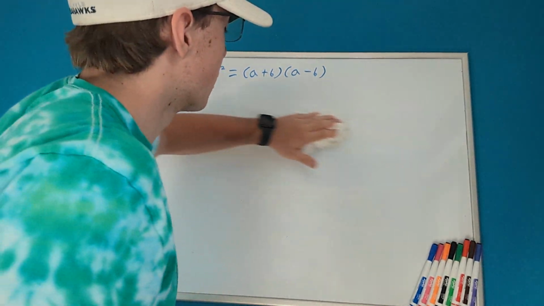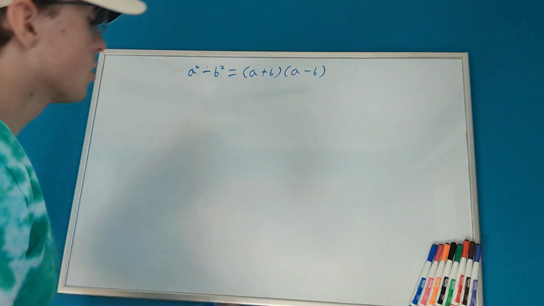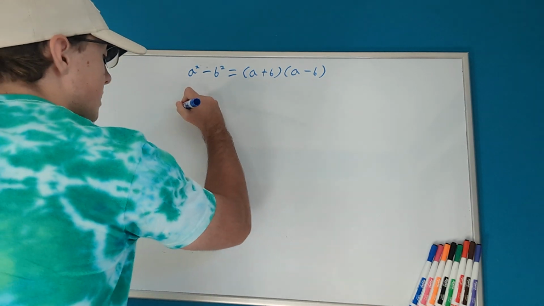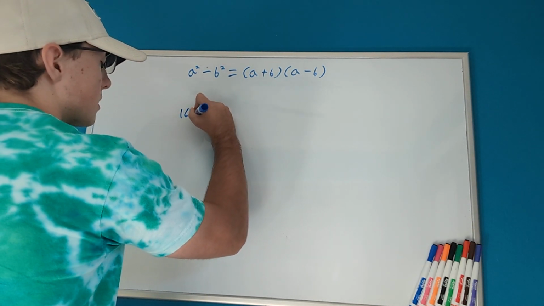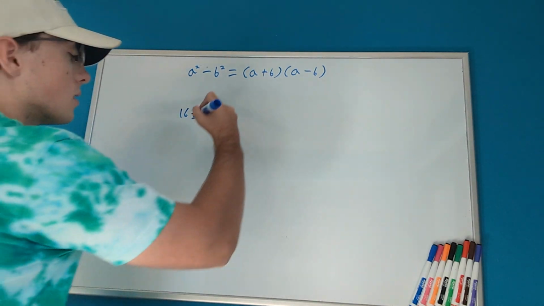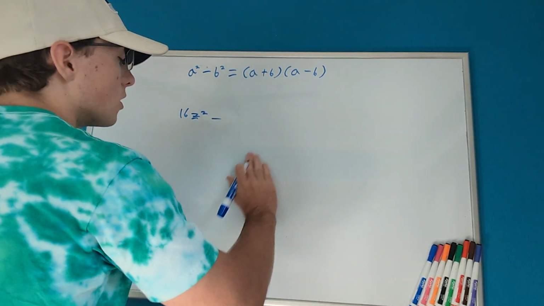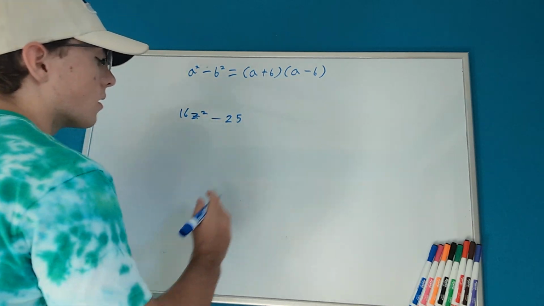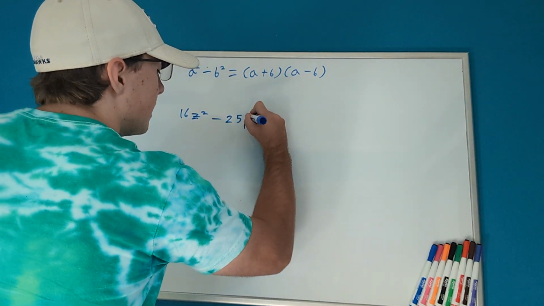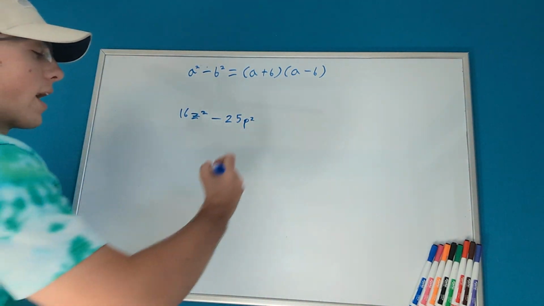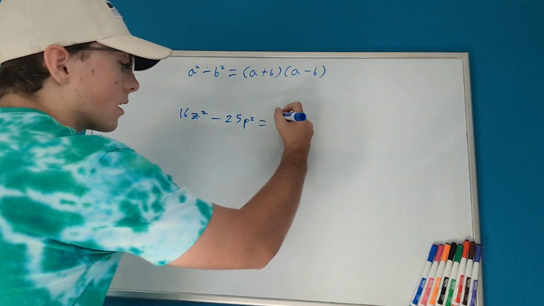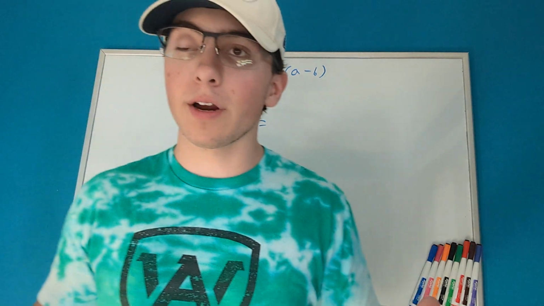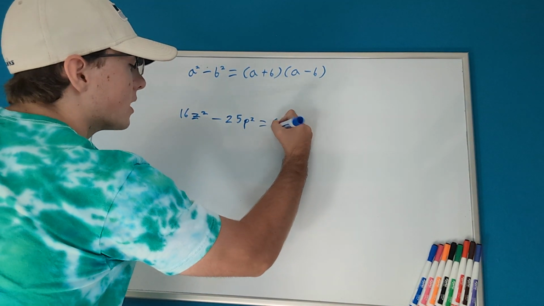Let's look at another example. Let's do 16z squared minus 25, let's see, what's another variable? P squared. How can we factor this? Well, we have a variable here, but we also have a variable here. Well, we have two variables, so you might think it might change, but it won't change at all. It's going to be the exact same thing.